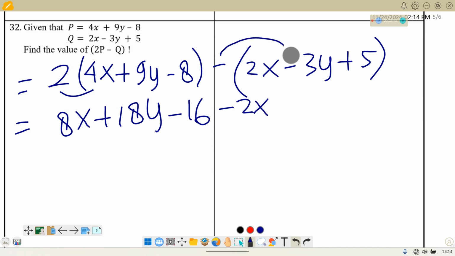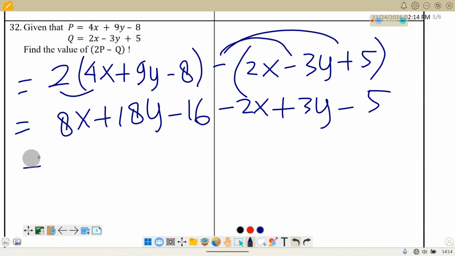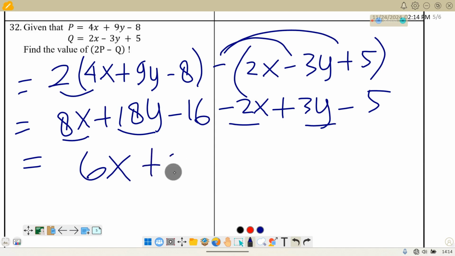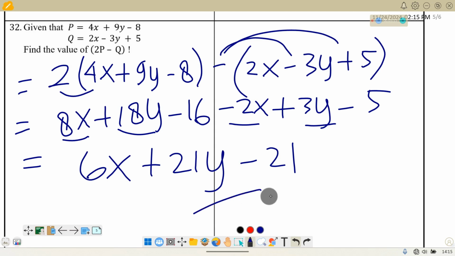Minus times minus becomes plus 3y, minus times plus becomes minus 5. So the answer is 8x minus 2x becomes 6x, and then 18y plus 3y is 21y, minus 16 minus 5 is minus 21. So this is the final answer. This is the end because we cannot combine it again, since there are no more like terms.